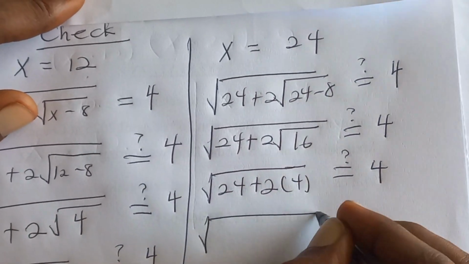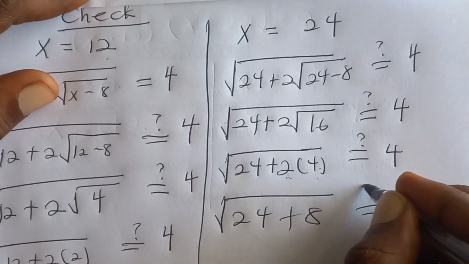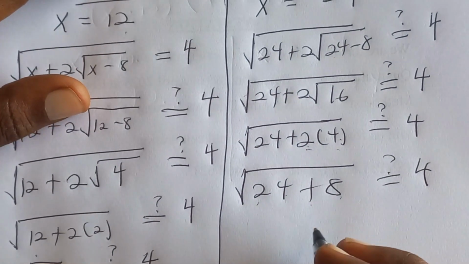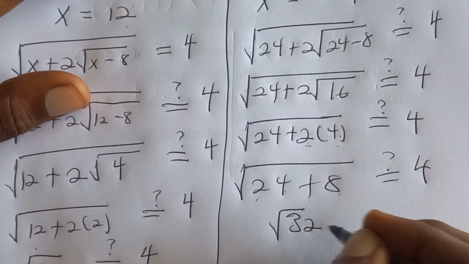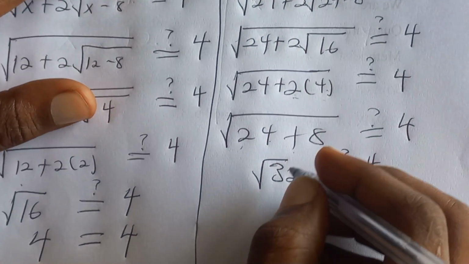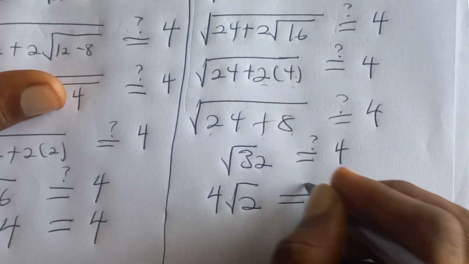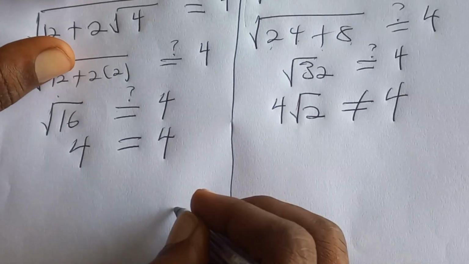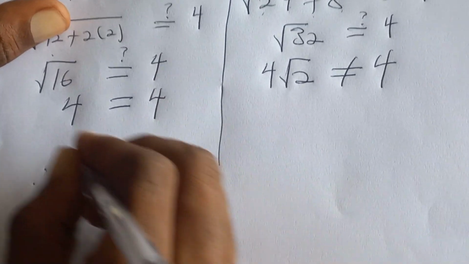Now, 24 plus 8, we are getting 32. So root 32 is equal to 4, and root 32 is 4 root 2, and it is not equal to 4. So for this solution, we say that therefore our x is equal to 12.